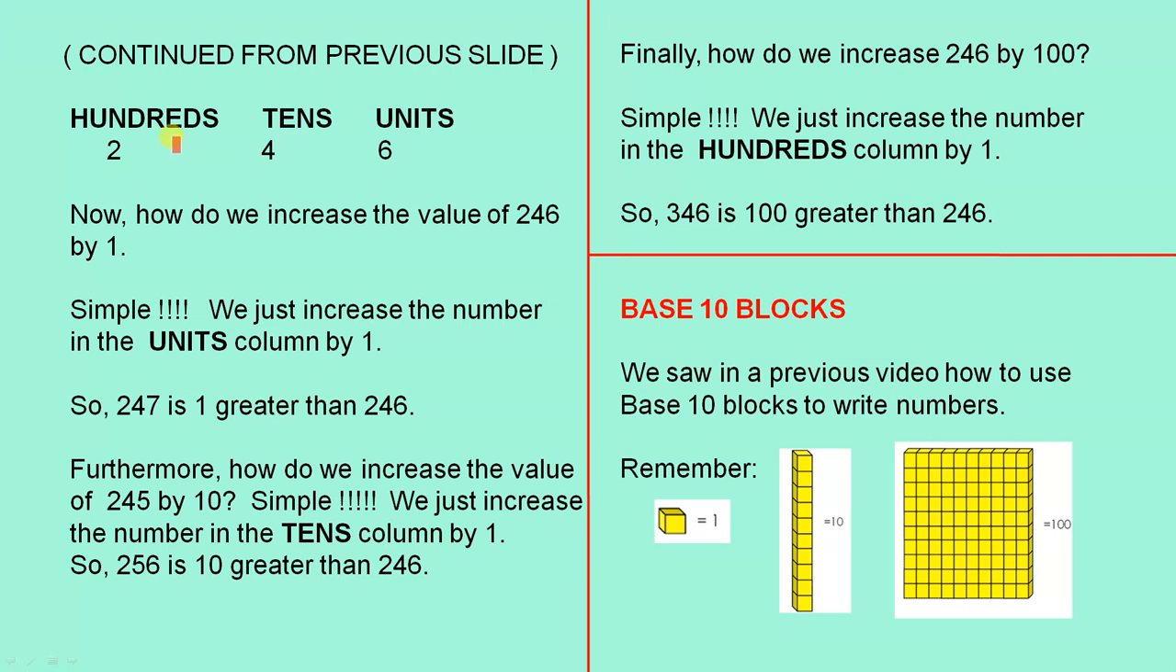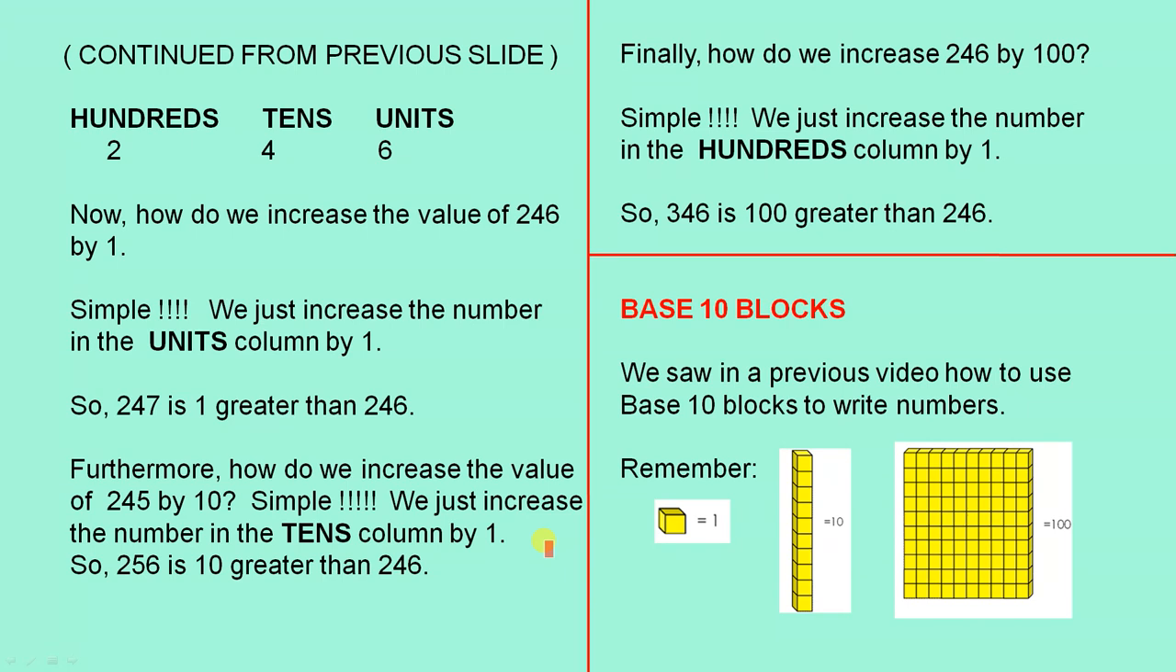And here it is, so we've still got the number 246. Now, how do we increase the value of 246 by 1? Simple. We just increase the number in the units column by 1. Make that a 7. So, 247 is 1 greater than 246.